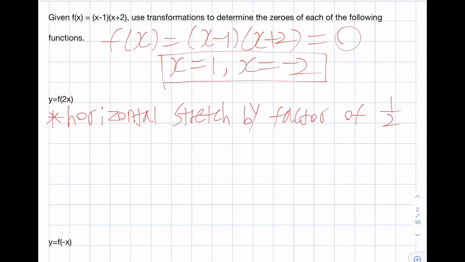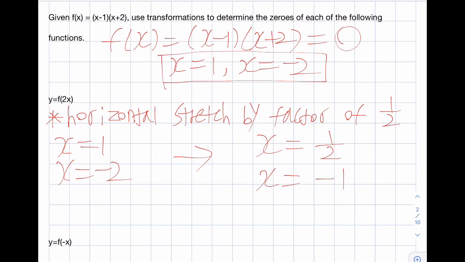Now, if we stretch a function horizontally by a factor of 1/2, what is halved? Its x value. So basically, guys, our original zeros were x equals 1 and x equals negative 2. If we horizontally stretch these two, these are x values. So our zeros for y equals f of 2x will be x equals 1/2 and x equals negative 1, because these two were halved.